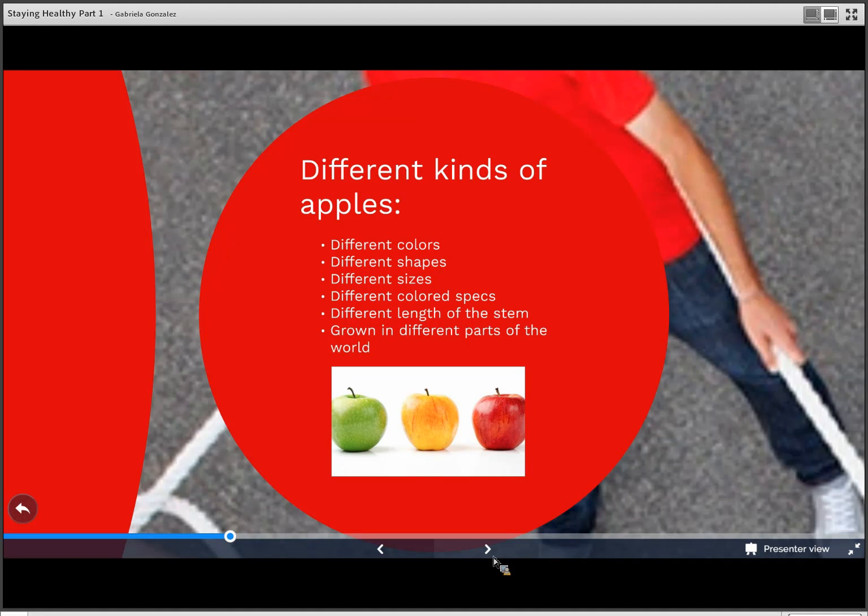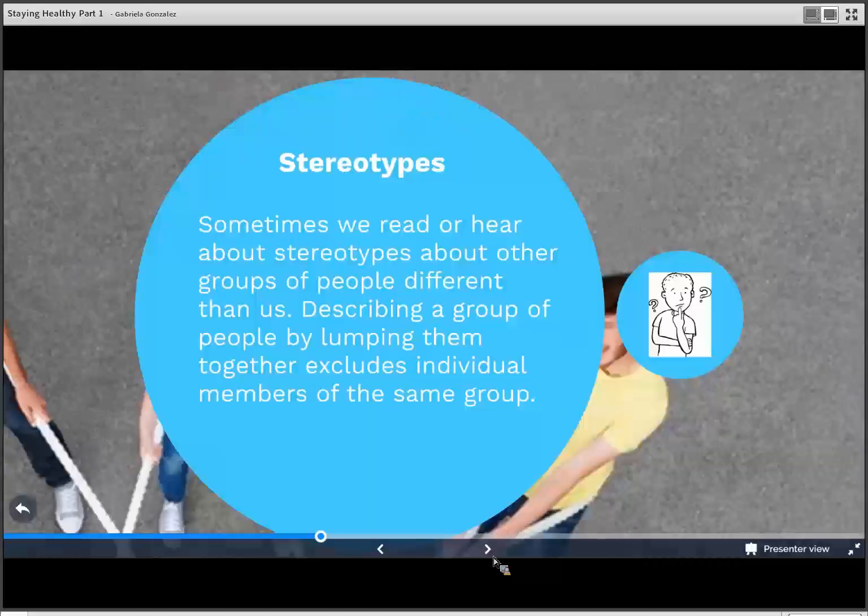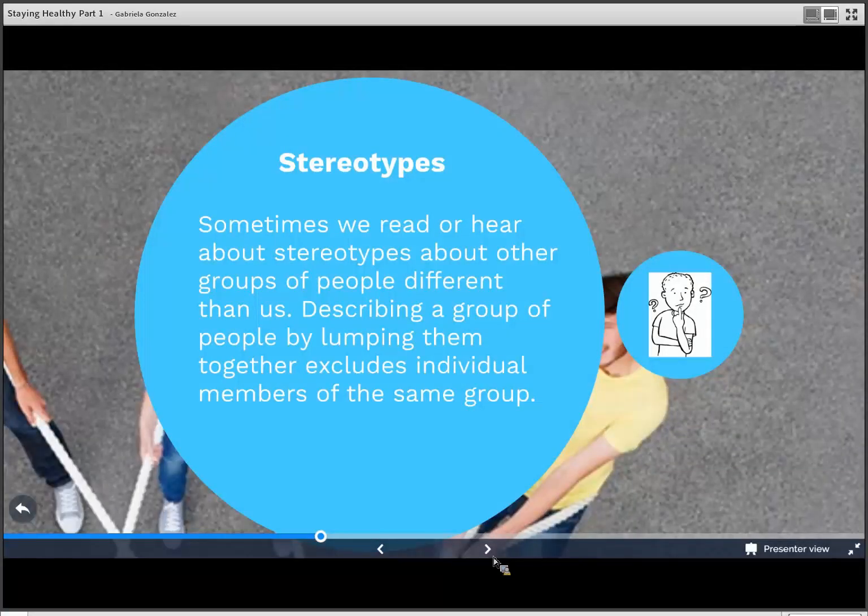So sometimes we do read or hear about stereotypes about other groups of people, especially people that are different from us. And it's important to note, however, that describing a group or lumping them all together, like with the example of the apples, opens the door to excluding individual members of that same group. So what are some stereotypes, for example, that you've heard of men? What are stereotypes that you've heard of women?